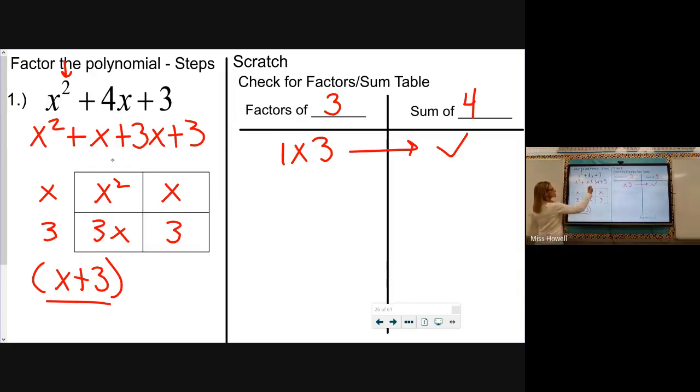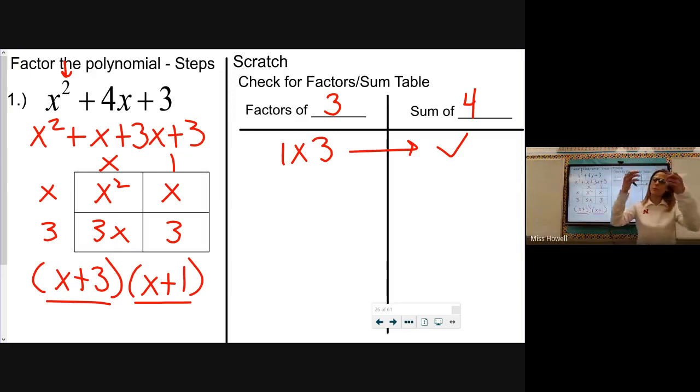All right, same thing with our columns here. X squared and 3x both share a common factor of x, and x and 3 both have a common factor of 1. And so we end up in this case with 2 factors. One is an x plus 3, and the other is an x plus 1. Definitely not prime because we were able to break it apart into things that can multiply back up to that original. All right, number 2.